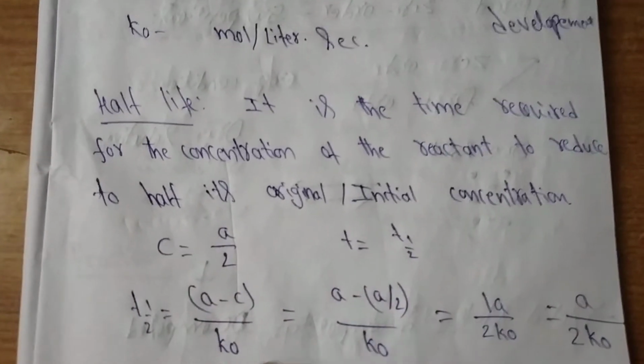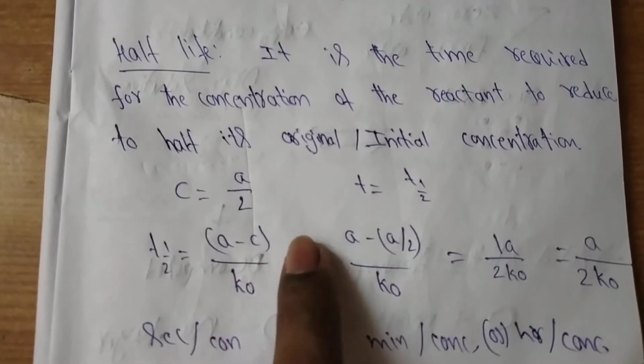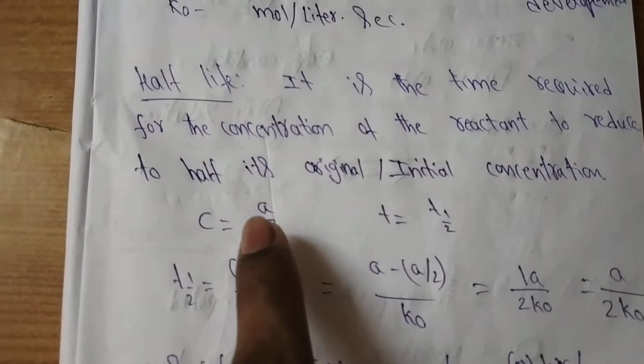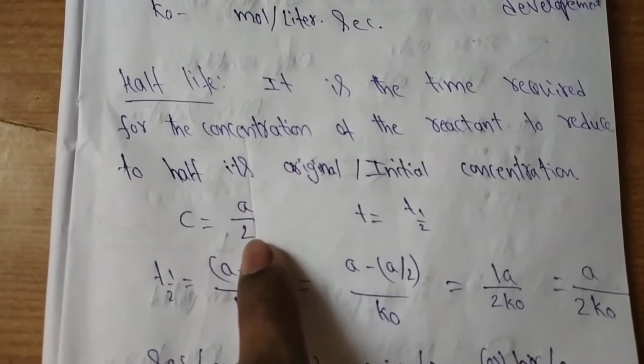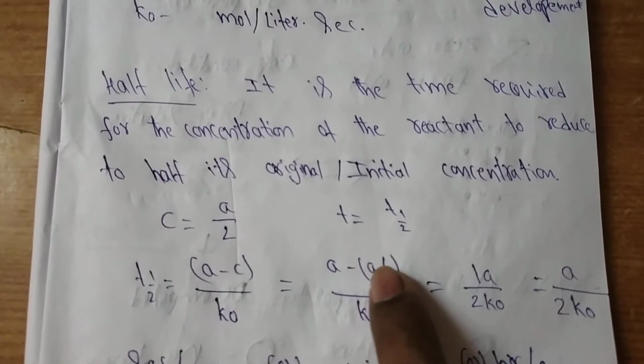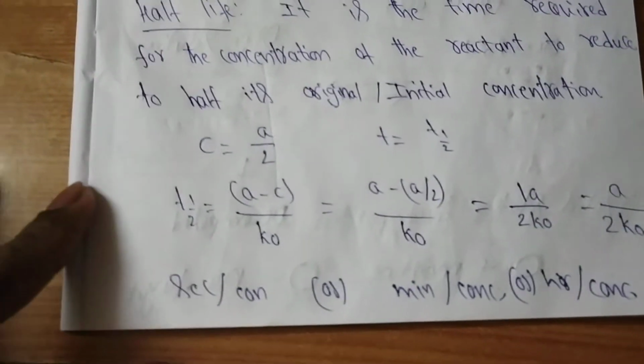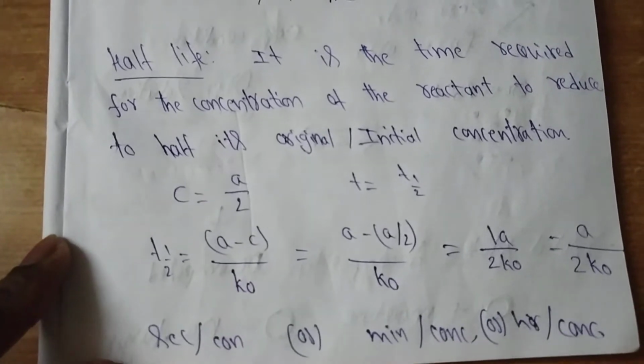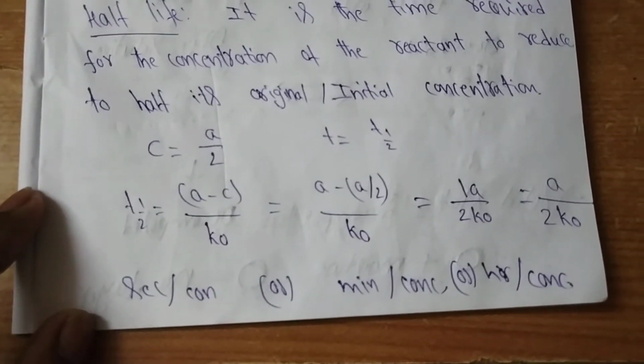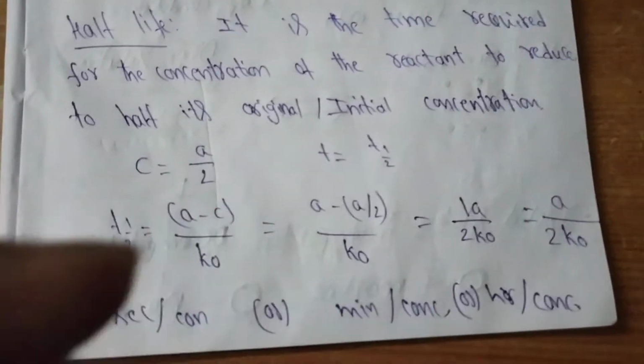t half is equal to A minus C by K naught. C is equal to A by 2. So you will substitute the C value in the above equation: A minus A by 2 is equal to A by 2, so t half is equal to A by 2K naught. Units for half-life are seconds, minutes or hours.